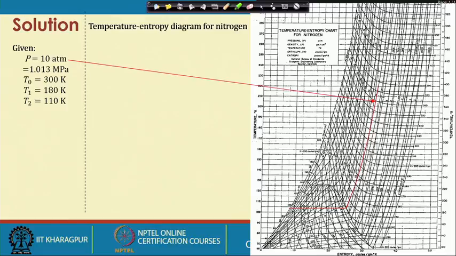The only thing is that we have to locate properly from this diagram, since there are many isobaric lines here. We have seen that it is 10 here, so we are locating this particular isobaric line at 10 atmosphere, and then locating the various temperatures. T2 is 110 K. We locate this value and take a horizontal line, and this is the point of intersection of the isobaric line and the isothermal line. At this point we have to read out whatever other things we need, whether it is density, enthalpy or entropy.